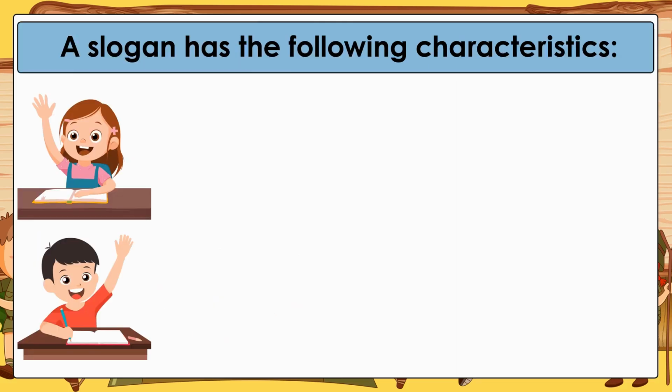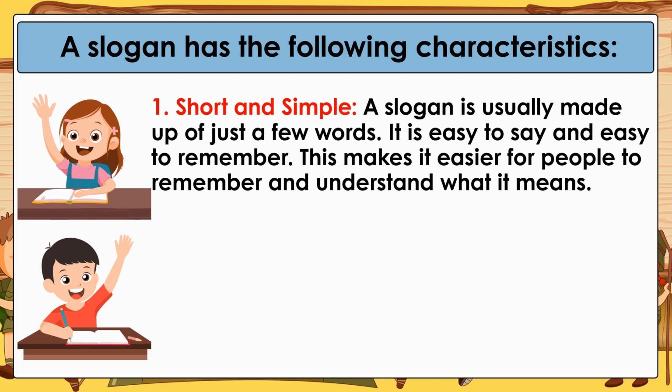A slogan has the following characteristics. Number 1, short and simple. A slogan is usually made up of just a few words. It is easy to say and easy to remember. This makes it easier for people to remember and understand what it means.